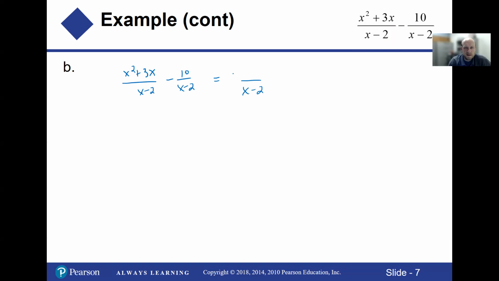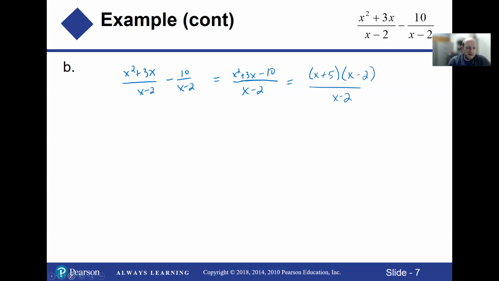So the numerator is going to be that x squared plus 3x minus 10. Okay, that's all your numerator. And then we notice here, this is a trinomial. I can actually factor it. So factors of negative 10 that add to a positive 3 are positive 5 and negative 2.